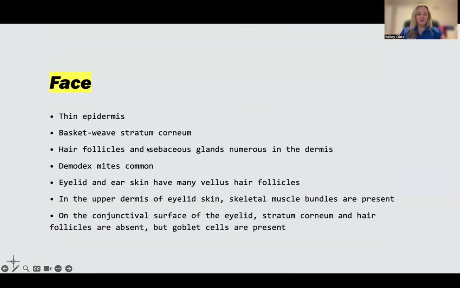So sometimes you can see Demodex mites as well, usually in the hair follicles. And then if you're on eyelid or ear skin, you'll see more vellus hairs than just like your forehead or your cheek. And then when you're on the eyelid, you can see skeletal muscle. And if you're on the conjunctiva, you can see goblet cells and no stratum corneum.